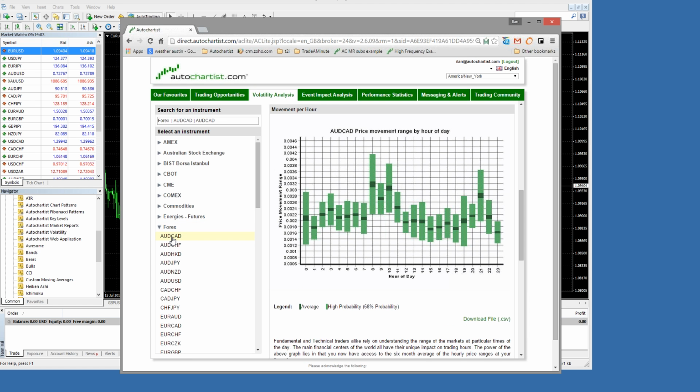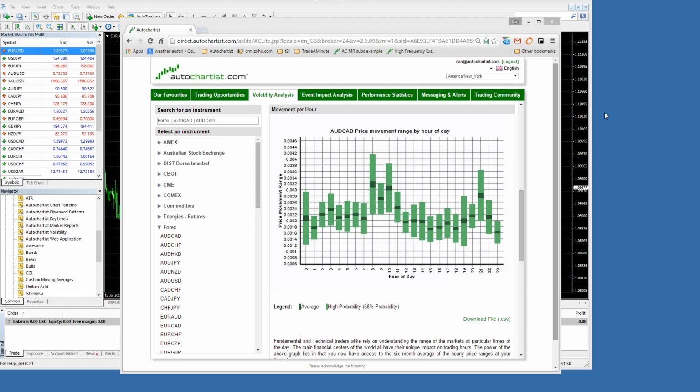So here's an example of Australian dollar, Canadian dollar. You can see that most of the trading actually happens 8 a.m. to 10 a.m. New York, and a little bit of a spike around 9 a.m. New York time, 9 p.m. New York time, right? So that is obviously when the Australian market opens, right?